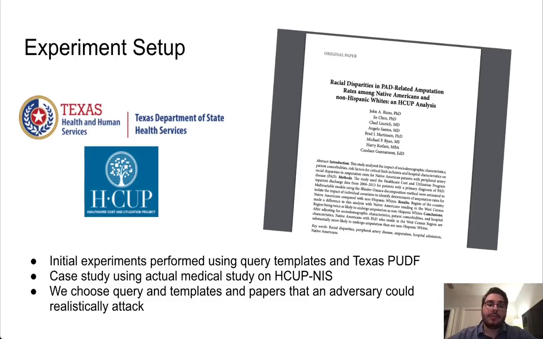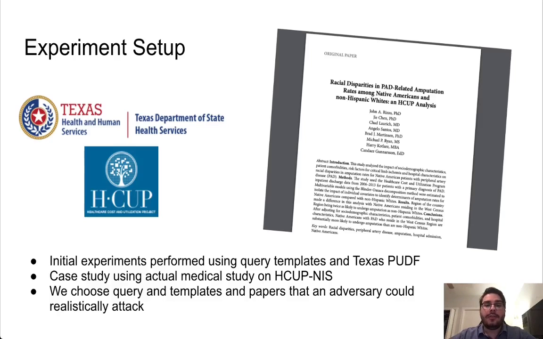The second set of experiments we performed were a case study using an actual medical study performed using HCUP-NAS data, which is a similar inpatient data file set that has been conducted across the country rather than just in Texas. The reason we performed these attacks on an actual medical study was to ensure we had the most realistic setup because we were attacking a real study. This way we can ensure that our queries are queries that are actually used in the world and that an adversary may be actually able to attack.